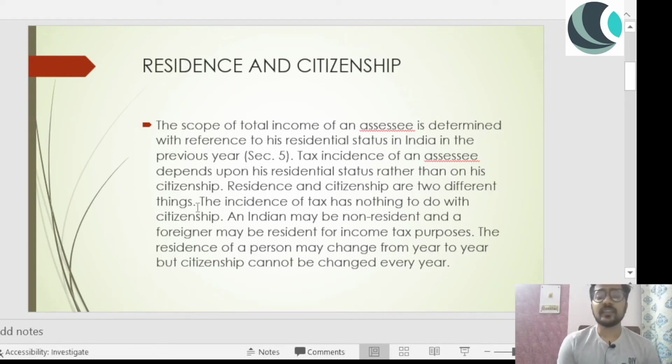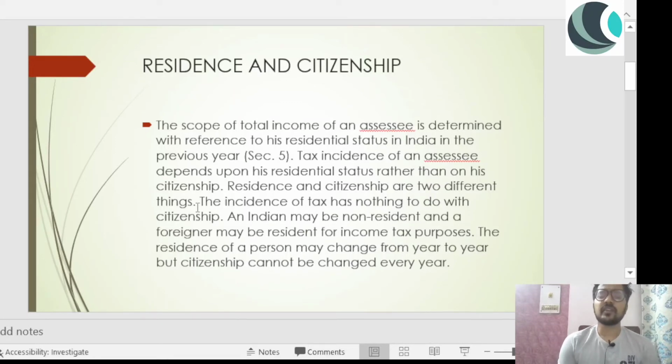The residence of a person may change from year to year, but citizenship cannot be changed from year to year. Right. So changing citizenship, even if let's suppose I am an Indian citizen, I want to become a US or UK citizen, it will take a while. Why? Because there are certain terms and conditions that are laid down by their government. You have to fulfill the criteria. Only after their approval can you be their citizen. So it's not very straightforward.